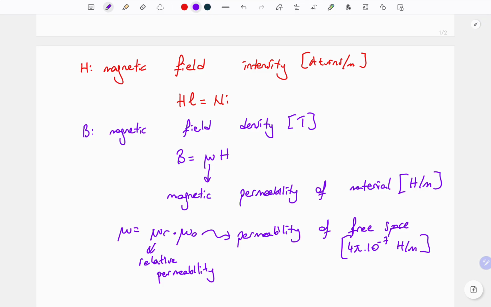So because of this, in some references, the permeability of air is briefly defined as 4 pi 10 to the minus 7, but the relative air permeability is equal to 1 because its relative permeability with respect to free space is 1. They are equal to each other. For copper, it's equal to 5. For iron, it's equal to 5,000. So according to your material, you have different parameters.